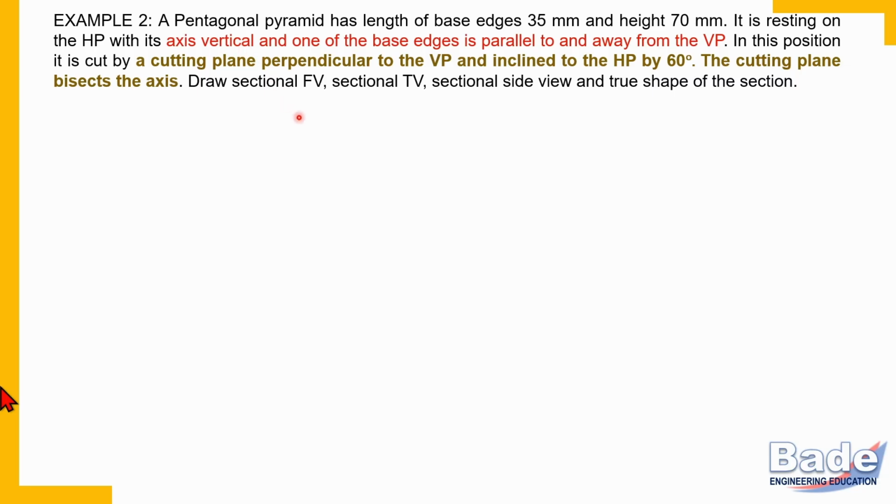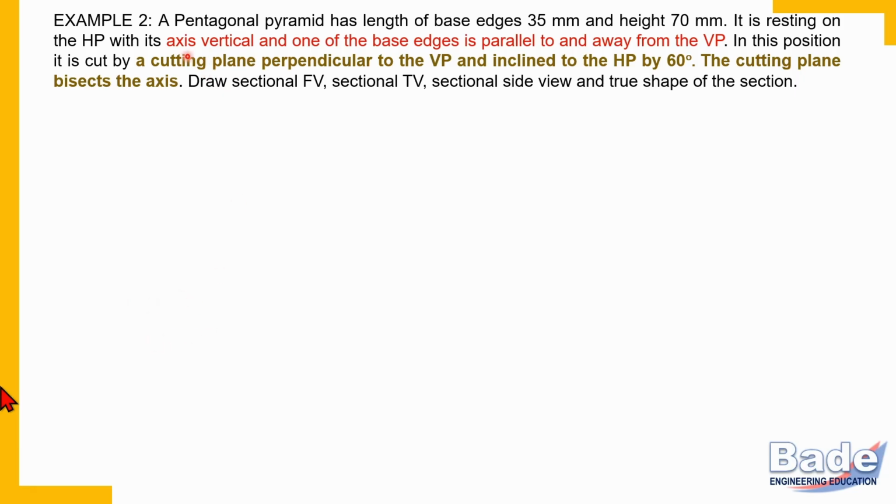Remember, you should start drawing with the true shape of the base. Now check where the true shape of the base is. Axis is given vertical. When the axis is vertical or perpendicular to HP, then the true shape of the base appears in the top view. So once again I am telling you, if the axis is perpendicular to HP, that is when the axis is vertical, the true shape of the base appears in the top view. And when the axis is perpendicular to VP, the true shape of the base appears in the front view. So here the true shape of the base is in the top view.